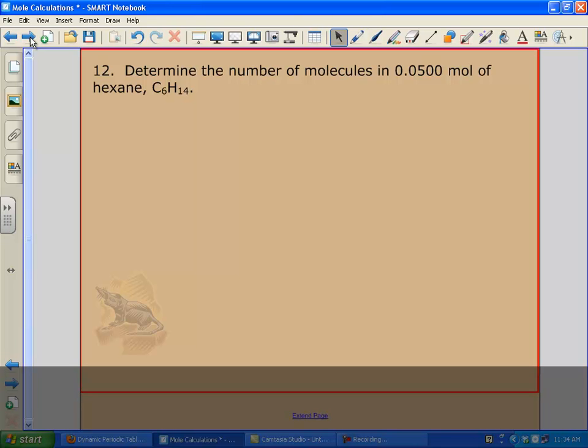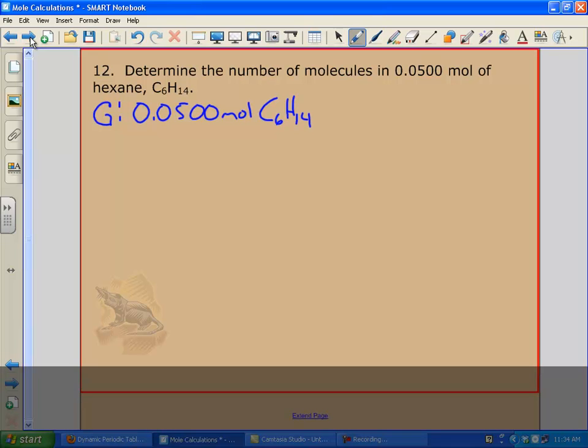Okay, now, number 12. Number 12 can be tricky. So I want you to read that problem. If you need to, pause it real quick and read through the problem before you do anything else. Our given here is 0.0500 moles of hexane.